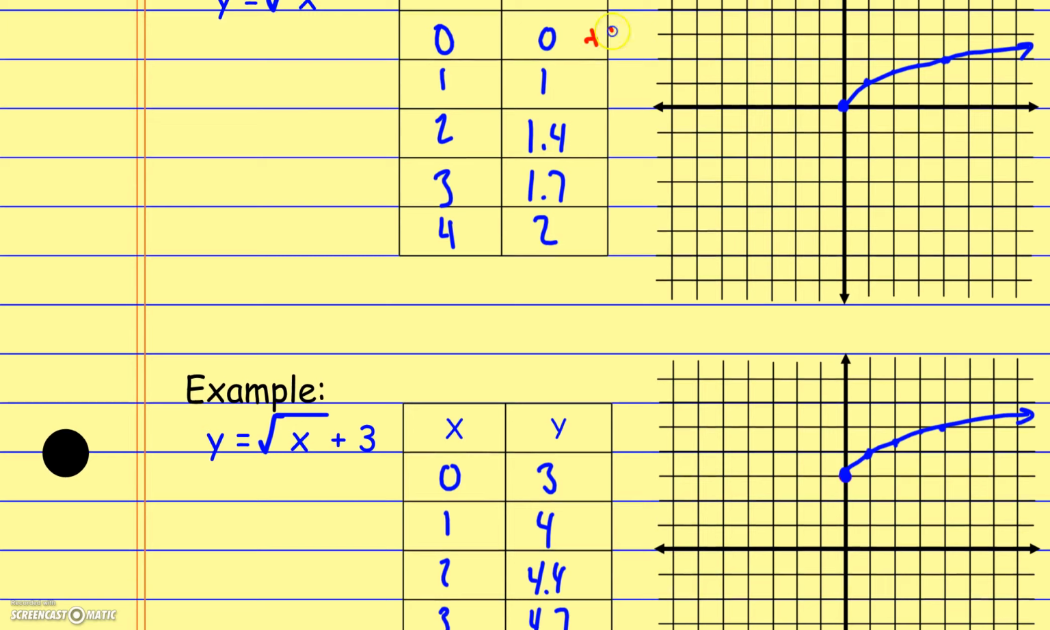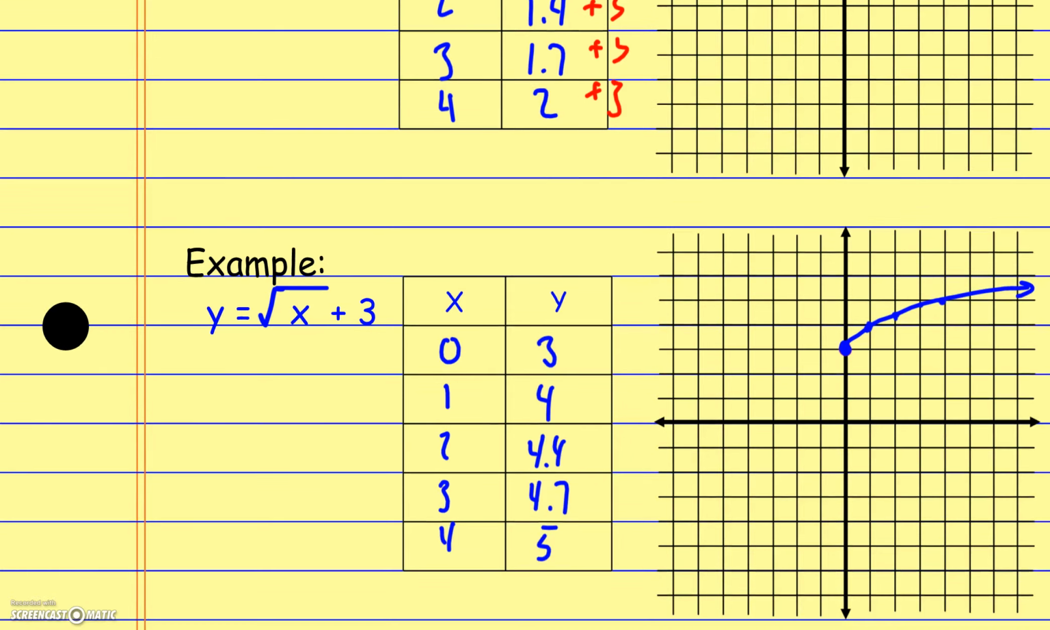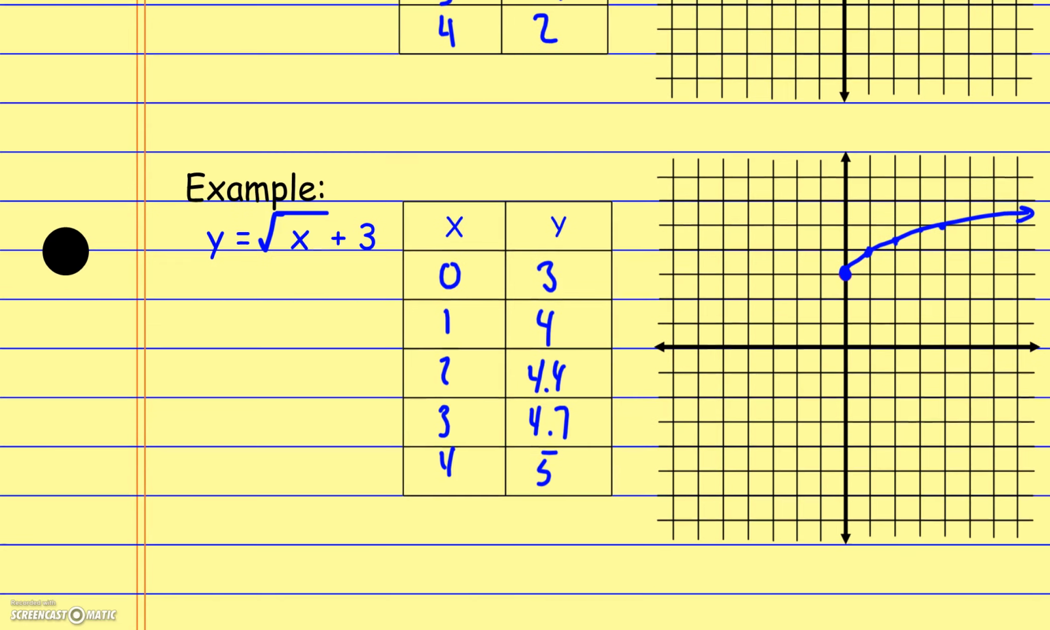See, if I add 3 to this guy, it gives me my first ordered pair down here. If I add 3 to this guy, add 3 to this guy. I'm moving each of these up 3, and that's what gives me these values down here, okay? So by doing that, I'm just kind of shifting this whole thing up 3. The other way to look at it is think of it in terms of vertex.